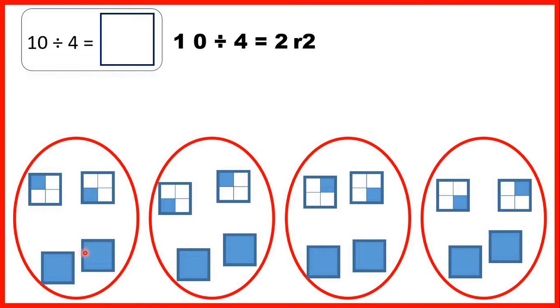So now we have 2 wholes and 2 quarters in each of our groups, and that's why our answer is 2 and 2 quarters. Now you might notice that 2 quarters is the same as 1/2, so we could push these blocks together to make 2 and 1/2.